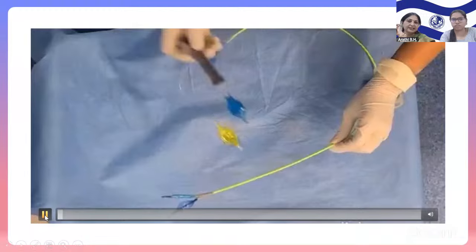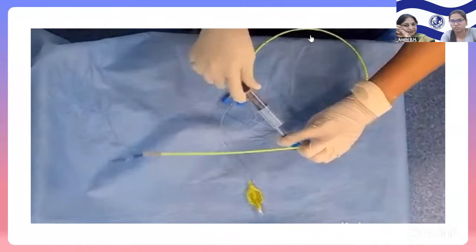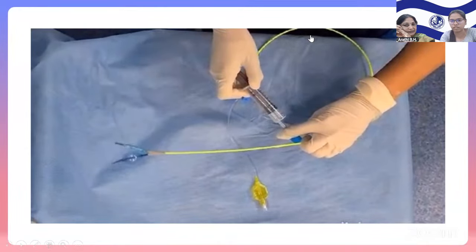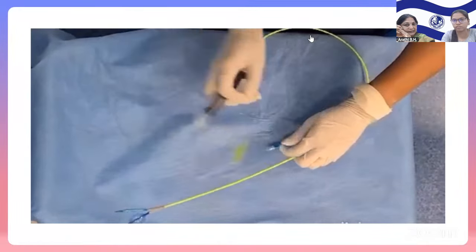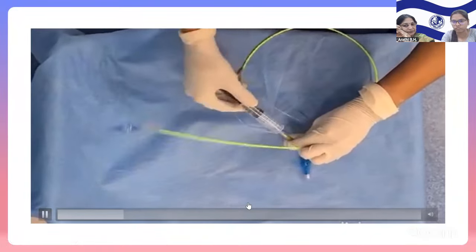This is the EZ blocker. Before placing the EZ blocker, check the cuff of each side. Each is color coded. One is blue and one is yellow.